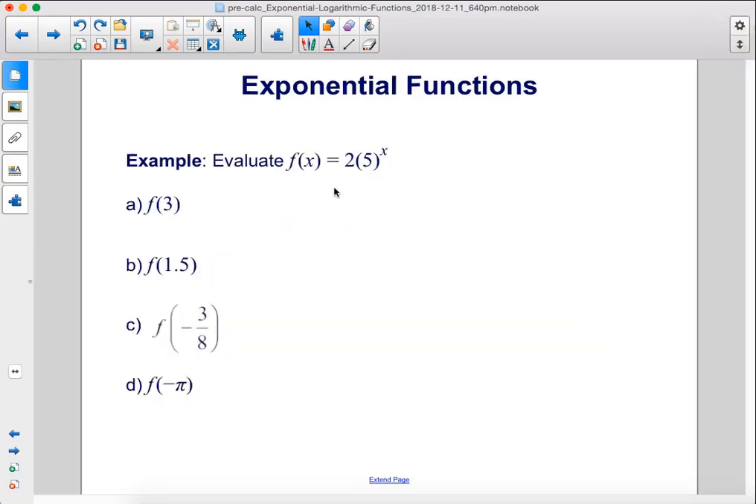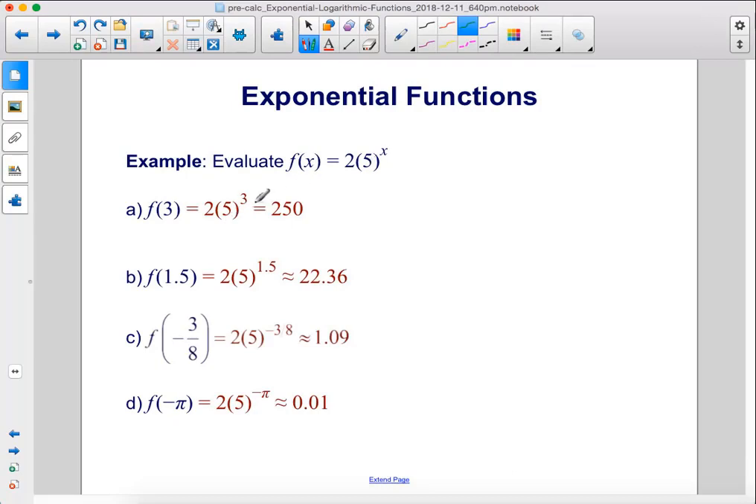Evaluate f of x equals 2 times 5 to the x power. 5 to the third power is 125, times 2 is 250. f of 1.5 gives us 2 times 5 to the 1.5 power. That equals about 22.36. If we plug in negative 3 over 8 for x, we get a solution that's about equal to 1.09. And here we have negative pi. 5 to the negative pi power times 2 is about 0.01.